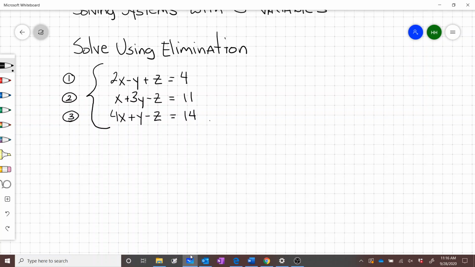Okay. So the first thing we're going to do is pair the equations to eliminate z. Alright, we're going to pair the equations together to eliminate z. And here's what you're allowed to do. We're allowed to pair together 1 and 2. Alright, so if we pair together 1 and 2, we got equation 1, 2x minus y plus z equals 4. And equation 2, we got x plus 3y minus z equals 11. So if we pair those two together, when we combine them, the z's are going to disappear. Agreed?